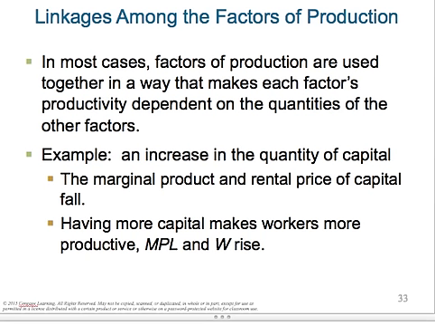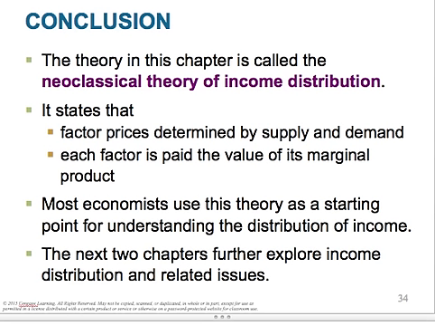In conclusion, the theory in this chapter is called the neoclassical theory of income distribution. It states simply that factor prices are determined by supply and demand. There's a supply and demand on market for inputs, for factors of production inputs like labor, like capital, like land. Each factor is paid the value of its marginal product. So you're only going to want to buy one more if it's making you more money, okay?